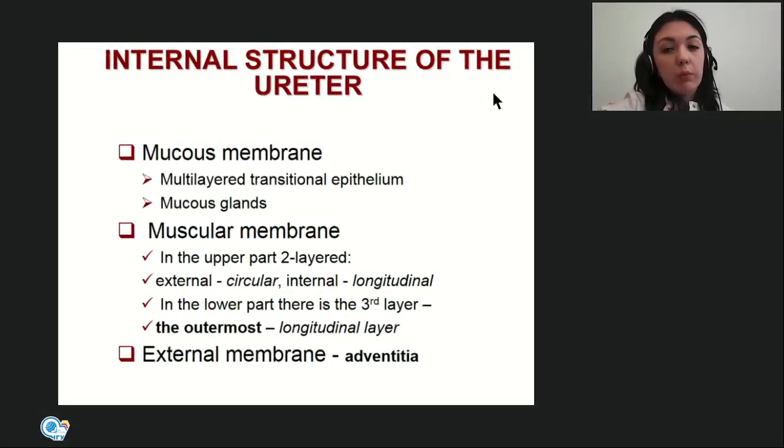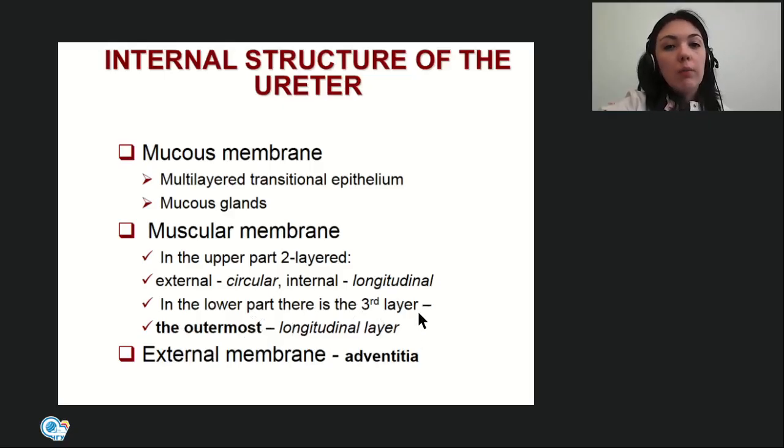Okay. So, internal structure of the ureter. There is a mucous membrane, as always, covered by multi-layered transitional epithelium. Transitional types of epithelial tissues you had to study in histology, so I hope you know what transitional epithelium means. And this epithelium has mucous glands. The muscular membrane is two-layered in the upper part: the external circular layer and the internal longitudinal one. In the lower part there is a third layer, the outermost longitudinal layer.